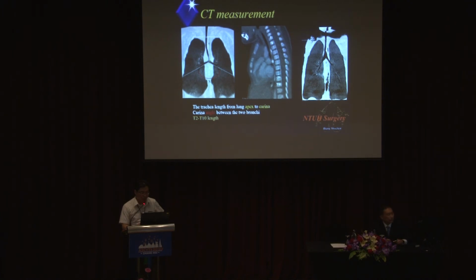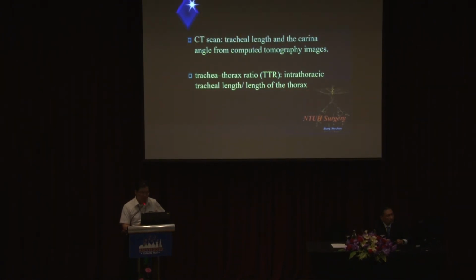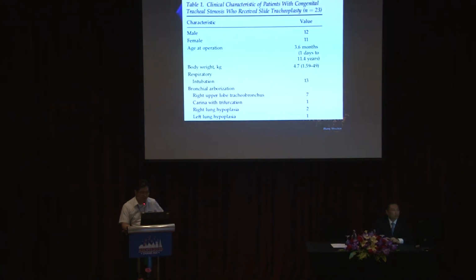After the surgical repair, we can see on the left-hand side that the trachea is shortened and the carina angle looks more narrowed. To correct for the size of different patients, we use the thoracic length, meaning the length from T2 to T10, as the reference for the trachea length. We have studied the thoracic length, and it was relatively constant throughout the patient's age, from newborn to adolescent.